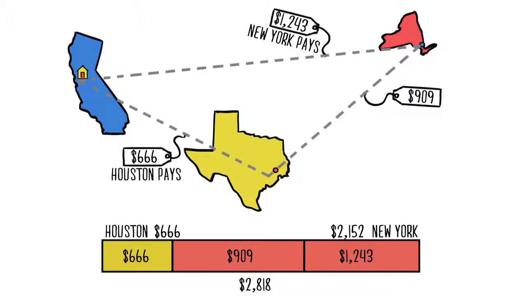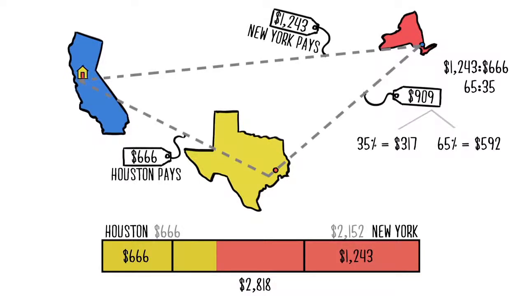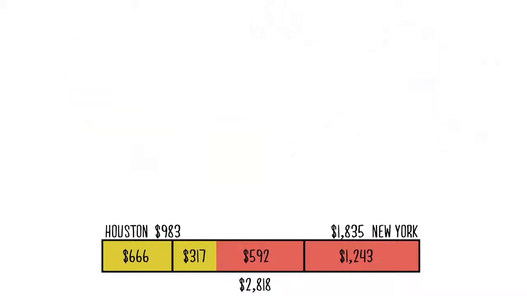New York doesn't think that's fair, but they see some merit in Houston's argument, so they come back with, "Let's divide the $909 in the same proportion as the legs we're each responsible for." In other words, New York is responsible for $1243, and Houston's responsible for $666, so we'll divide the Houston to New York leg in the same ratio, namely 65-35. That means Houston will pay 35%, or $317 of the $909, and New York will pay 65%, or $592 of the $909. Let's recap for a moment.